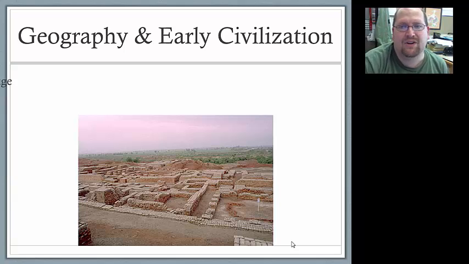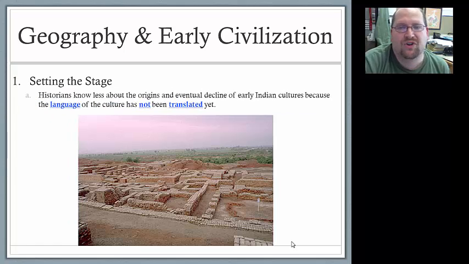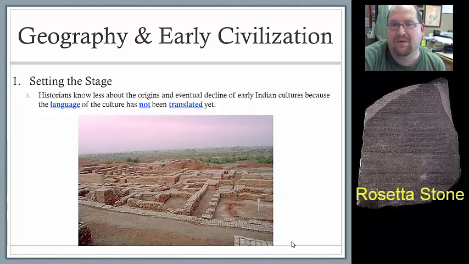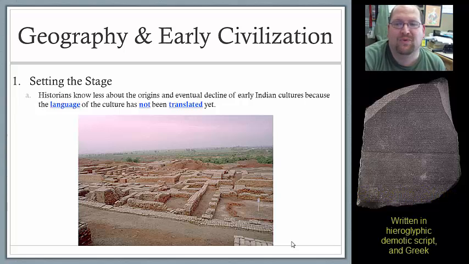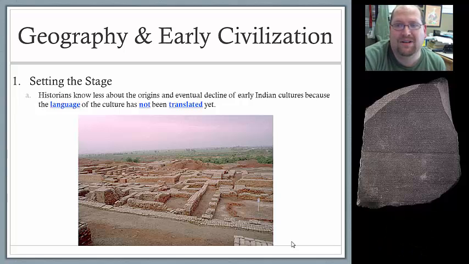So, setting the stage about the Indus region, as it's known. Historians know less about the origins and the eventual decline of ancient Indian cultures because the language of the culture has not been translated yet. In the past, I might have mentioned the Rosetta Stone. With its discovery, archaeologists were able to translate different languages because the stone had the same text in multiple languages. This allowed them to decode the previously unknown languages.